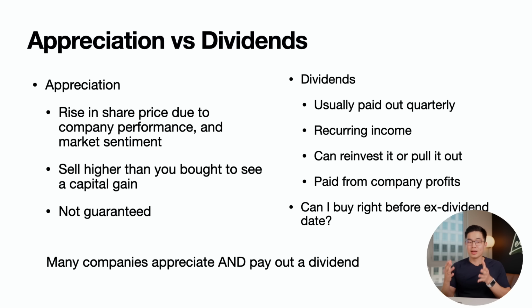The great thing is that a lot of stocks will appreciate in value and they will also pay out dividends. This is great because you can make money in both ways, but I will say that for companies that pay out dividends, usually their appreciation is a little bit slower. That's because instead of reinvesting all that money back into the company, they're paying out some of those profits to investors. So usually their growth is a little bit slower.